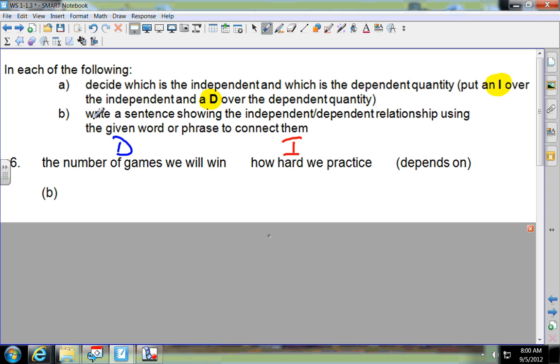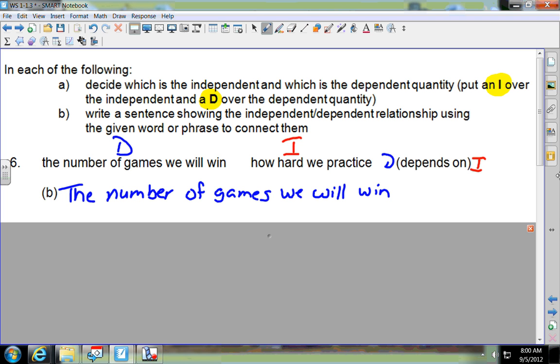So now part B says write a sentence showing the independent-dependent relationships. How would I write this with the phrase depends on? The dependent depends on the independent. So yes, we're going to have the number of games we will win depends on how hard we practice.